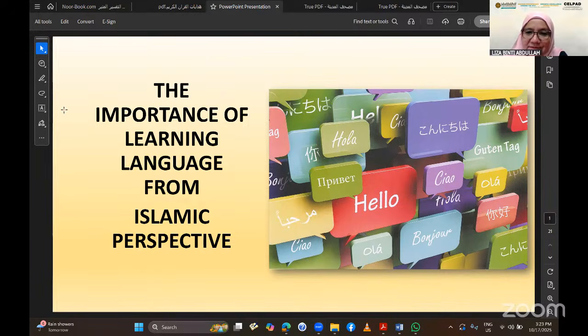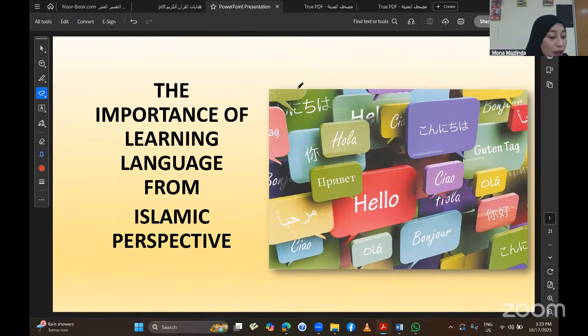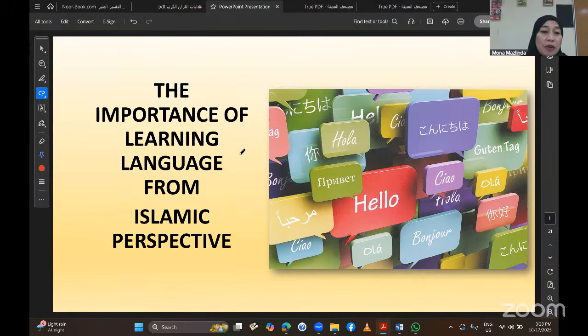Assalamualaikum warahmatullahi. Waalaikumsalam. Thank you very much again, Dr. Liza, for the sharing of what CELPAD is, and the divisions and the programs, and hopefully it will help you and support you in language learning. Now we'll proceed to Ustaz Abdullah Buhari to share with us the importance of language learning from the Islamic perspective.